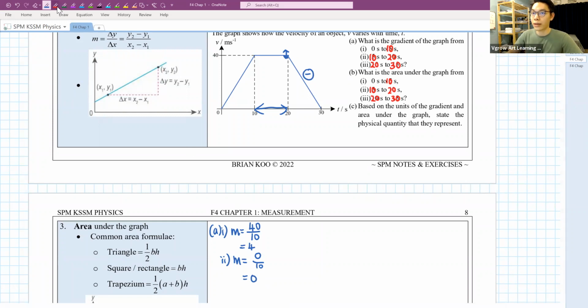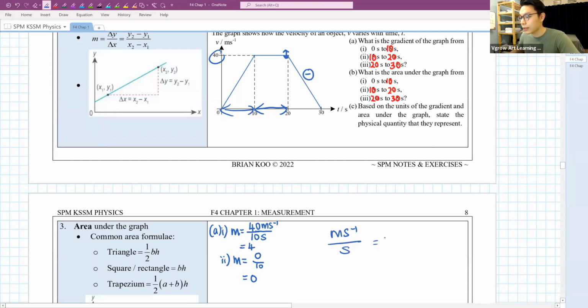Sorry, I forgot a very important thing. I forgot the units. Physics cannot forget unit, right? Okay, so the 40 that I put just now is meter per second. Okay, the y-axis is in meter per second. Over, down here is in seconds. Okay, the 10 down here is seconds. So meter per second divided by seconds is going to be meter per second per second. Okay, meter per second squared. Divide means minus another one.